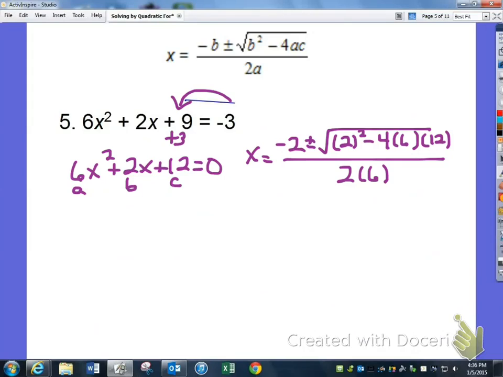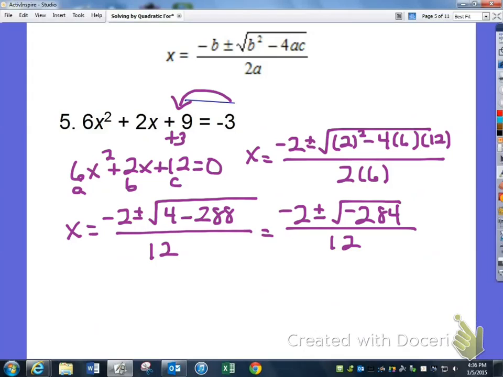Okay, I got x equals -2 plus or minus the square root of 2 squared minus 4 times 6 times 12, all over 2 times 6. Let's simplify as far as we can and see if we match. Okay, I ended up with -2 plus or minus the square root of -284 over 12. Please stop me if you didn't get that or you have questions about that.